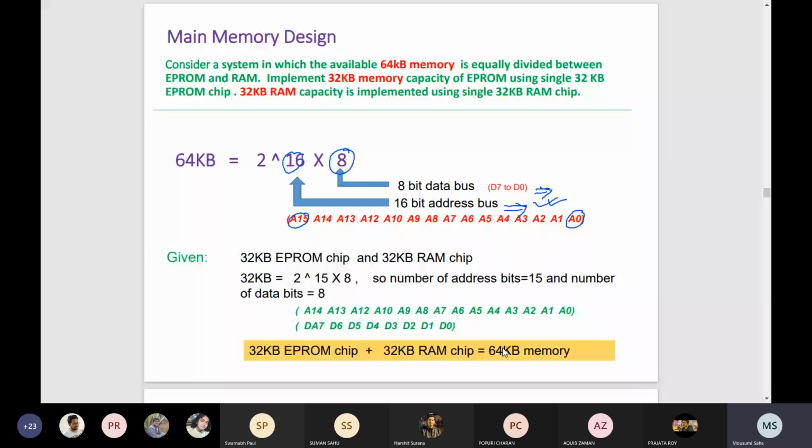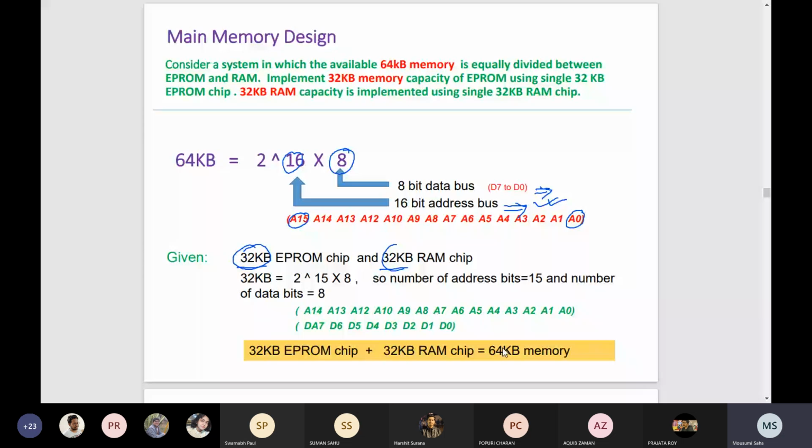But what we have is a 32 KB EEPROM and a 32 KB RAM. EEPROM is a type of ROM. You have different types. I'm not going into the technology of the different types of EEPROM or ROM. Please study that yourself. But whatever it is, I just want you to understand the size.